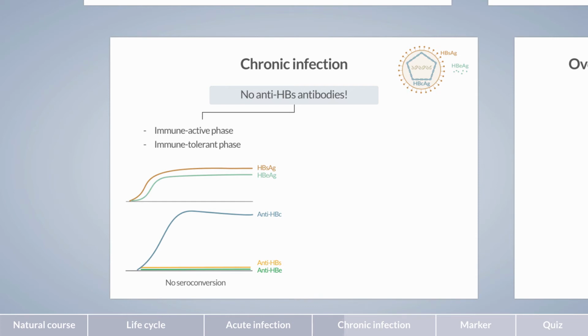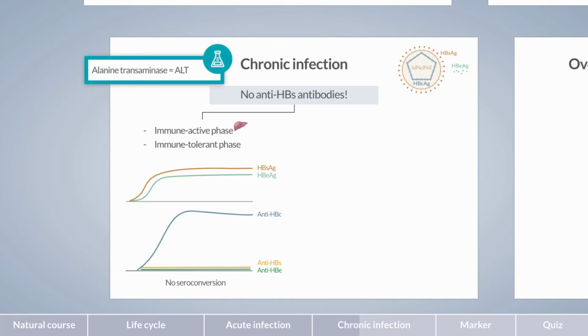So, what is the difference between immune-active chronic hepatitis B and immune-tolerant chronic hepatitis B? The presence of liver cell inflammation in this constellation indicates an active phase of chronic infection. On the contrary, minimal inflammation in the liver with a very high viral load indicates the immune-tolerant phase. You may be wondering how liver inflammation is measured. A reliable marker of hepatocellular injury is the enzyme alanine transaminase, in short, ALT, which can be detected in blood.